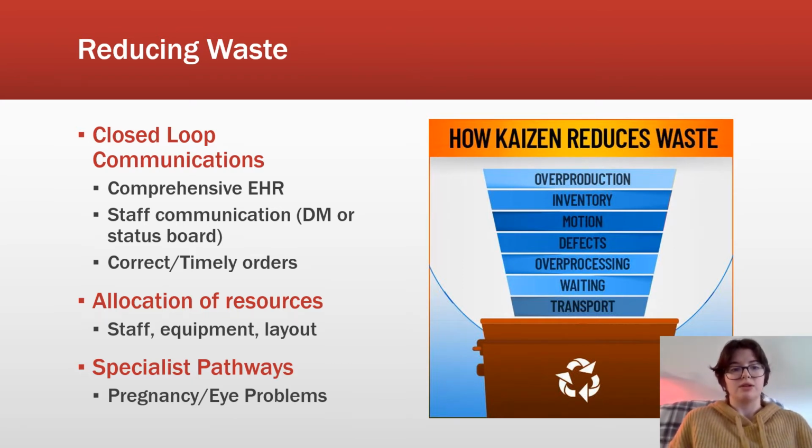Correct, timely orders that encompass what the patient needs the first time around also reduce motion for staff and repeated trips to imaging for the patient. It also reduces overprocessing by the radiologist and other physicians who read the repeated or additional studies and make uniform decisions off the results. Proper allocation of resources can also vastly reduce waste in the ER.